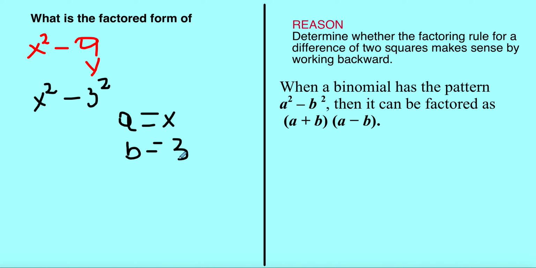All right, now how we're going to write this as a binomial: the binomial fits because we have a equal to x and b equal to 3. Let's write here the factored form. The factored form is going to be x plus 3, excuse my handwriting, times x minus 3. Okay, so this is the factored form of this binomial.